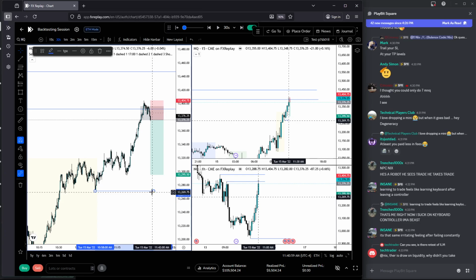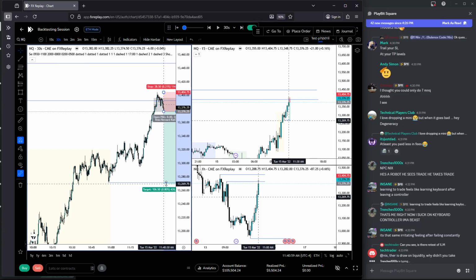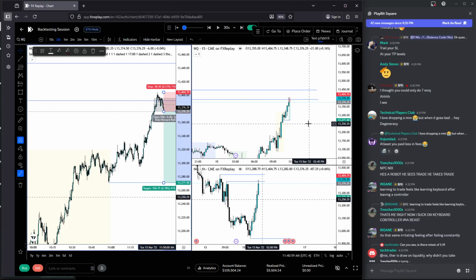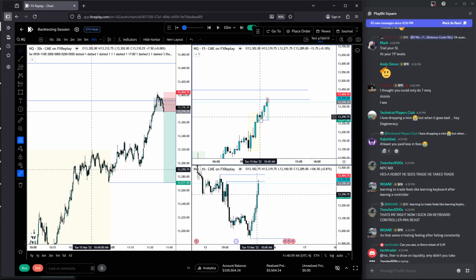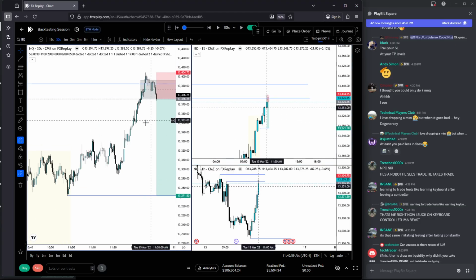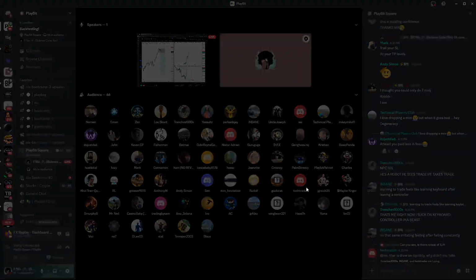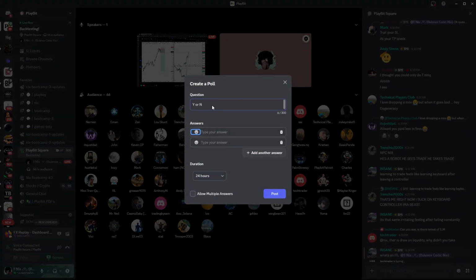Oh, this is such a good low because it's an ITL, right? You guys see this low? Oh, I'm going to hold it till there. I love this low. It's an ITL. There's also an order block of 15 minutes. So I love this low. Okay, so let's make a pull. I love this setup. Yes or no?